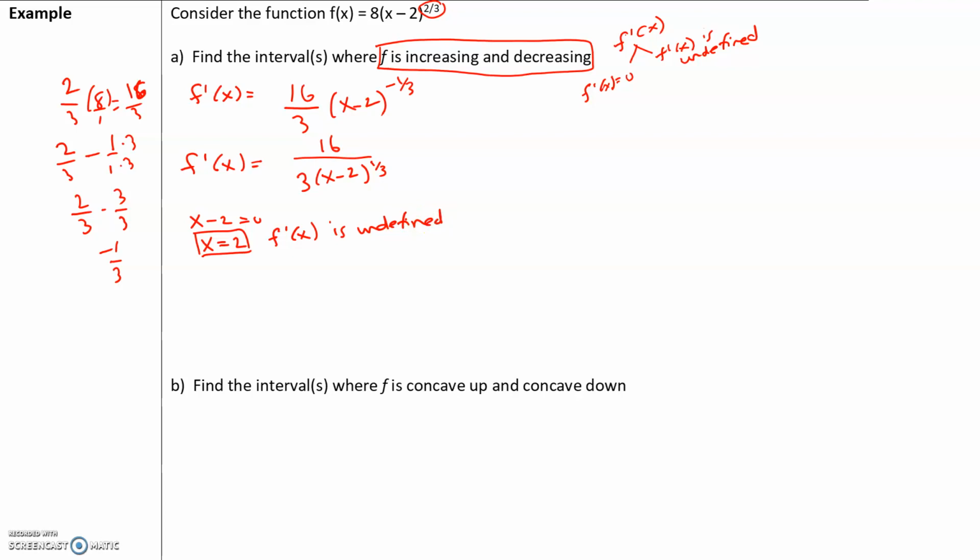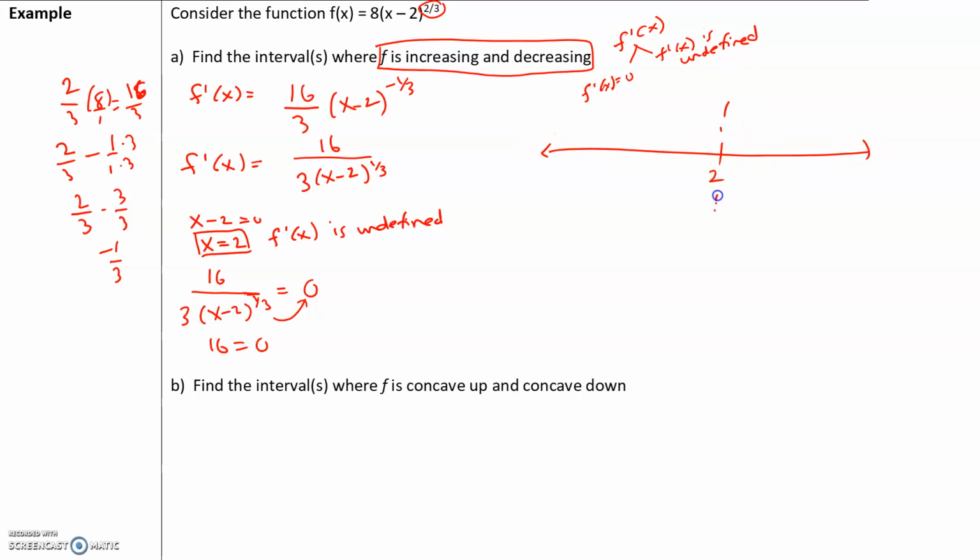The first derivative is also equal to 0 when 16 over 3 times x minus 2 to the 1/3 is equal to 0. So to solve that equation, first thing we do is move this to the other side. We don't want it in the denominator, so we're going to multiply both sides by 3 times x minus 2 to the 1/3. But if I multiply this with the 0, 0 times anything is going to be 0. 16 can't ever be equal to 0, so there's no solution over here. So we only have one critical value, which is going to be x equals 2. So let's go ahead and plot that.